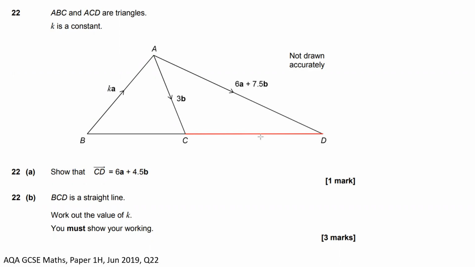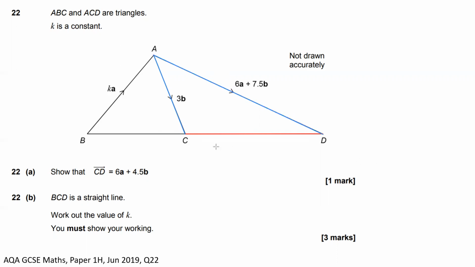So the way that we do these questions, I'm just going to change to a different colour so you can easily see what I'm talking about. The way that we do the vector questions is that we want to look at a method for getting from here to here. Now we don't know what C to D equals, we haven't been given any information about that. But what we have been told is that this distance here, from A to C, is 3b. And from A to D is 6a plus 7.5b.